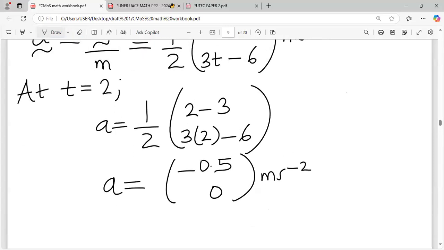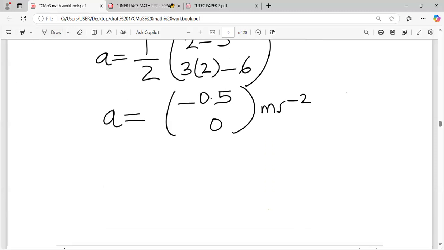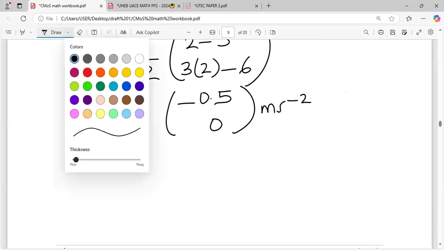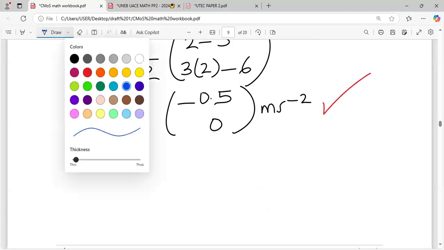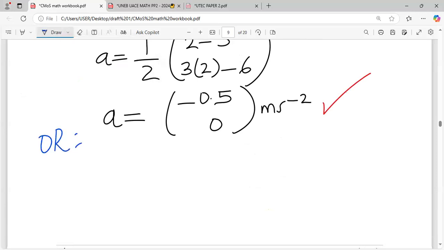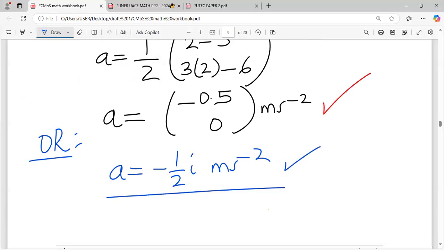So the thing is, how do we actually proceed? What was the aim of the question? The question just said, find the acceleration. You understand? So someone who writes it like that is okay. Then someone may want to be more specific. Then they will say, the answer is negative a half i, then meters, because the other one is 0j, negative half i is enough. So even that is okay.